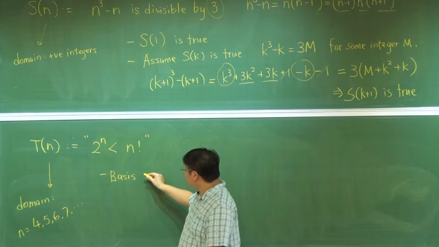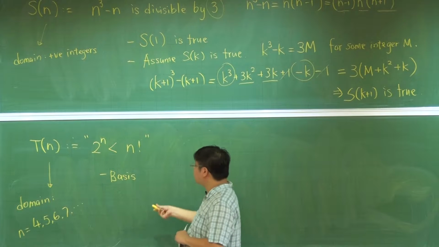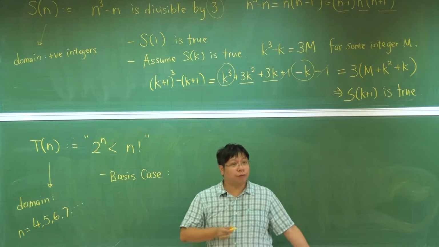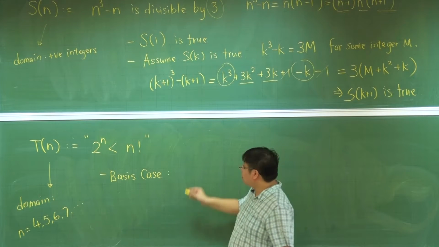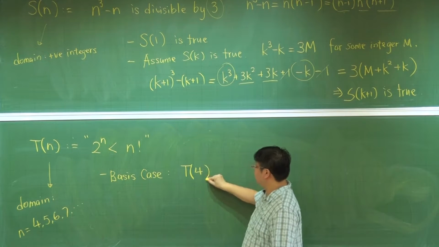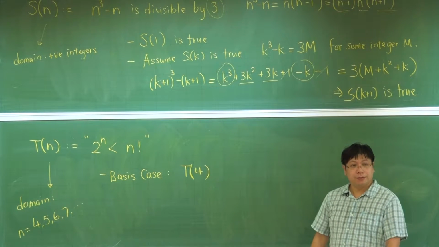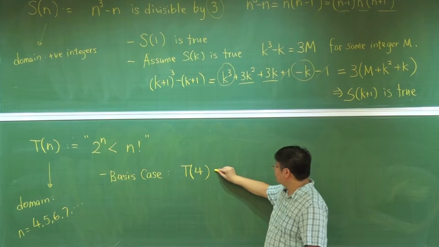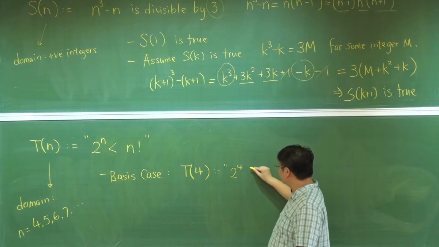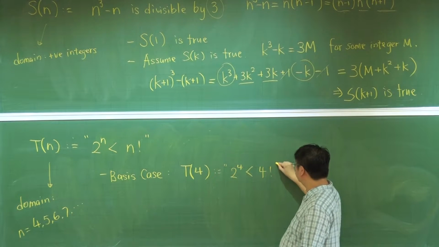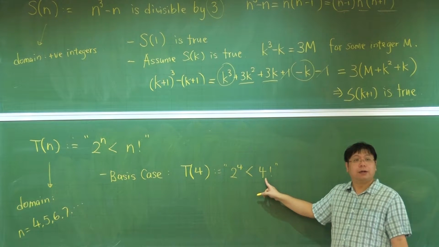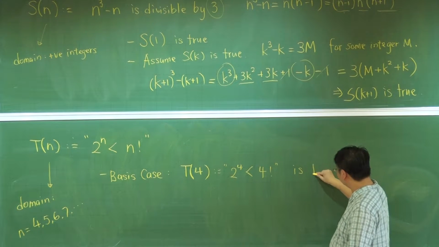But the first case that we are interested in is when n is equal to 4. So we start the basis case as T4. T4 is the statement 2 to the power 4 is less than 4 factorial. This is 16. This is 24. Correct. So this is true.